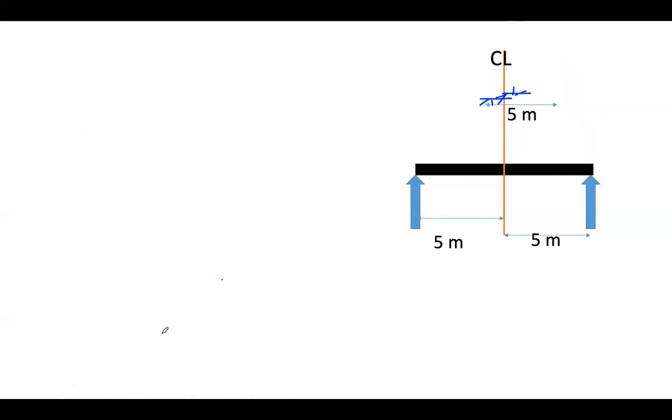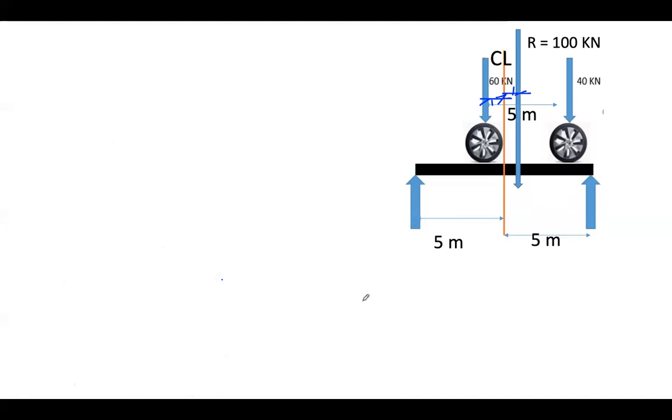I did not show it here. Okay, let's compute. What is X? R, which is 100. 100 times X. Here we take the moment, okay? 100 times X is equal to 40 times 5. 4 times 5 is 20, that becomes 200 divided by 100. X is equal to 2 meters. So this should be 1 meter. This is also 1 meter.